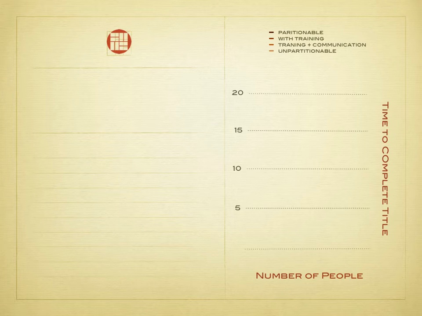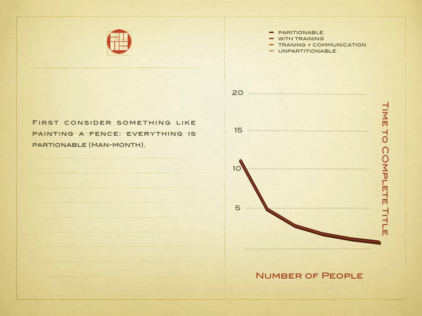It's the conclusion, just that adding people to a late project makes it later in software development. So this is just like an example. Let's consider painting a fence, which is kind of like a construction sort of thing. Everything is partitionable, so when I add more people, it takes less time. You can kind of see that.